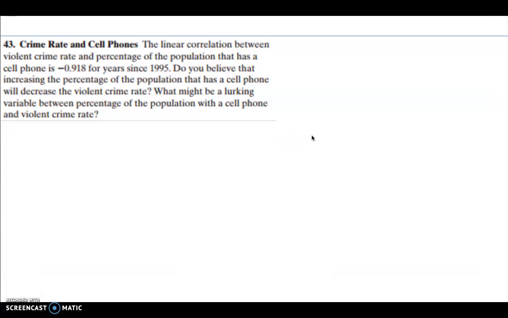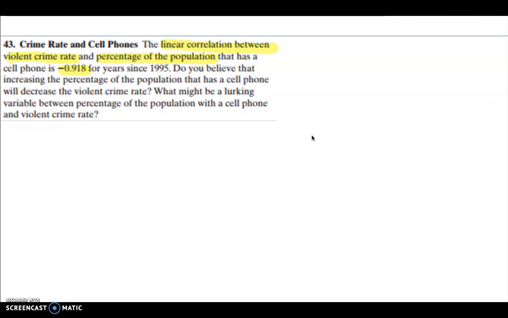So we've got crime rate and cell phones. The linear correlation coefficient between violent crimes and percentage of the population that has a cell phone is negative 0.918 for years since 1995. Do you believe that increasing the percentage of the population that has a cell phone will decrease violent crime rate? That negative correlation means that as the number of people owning cell phones goes up, the crime rate goes down.